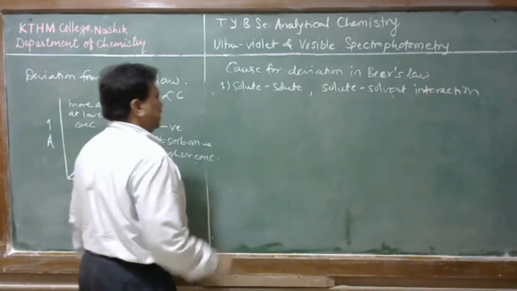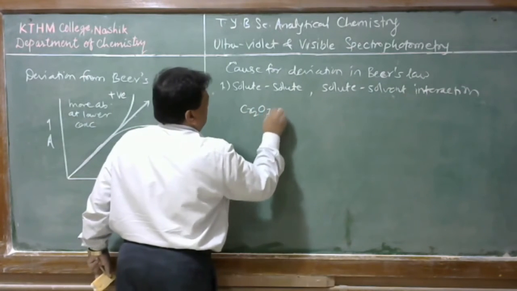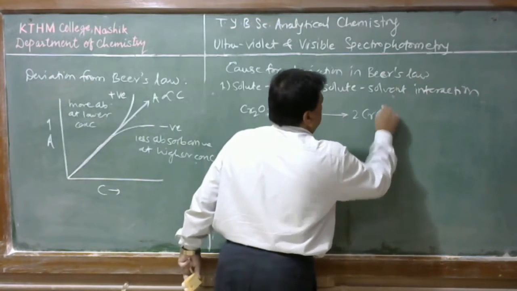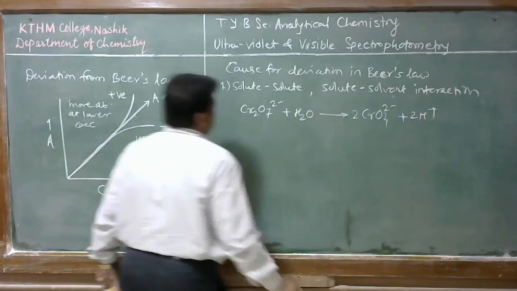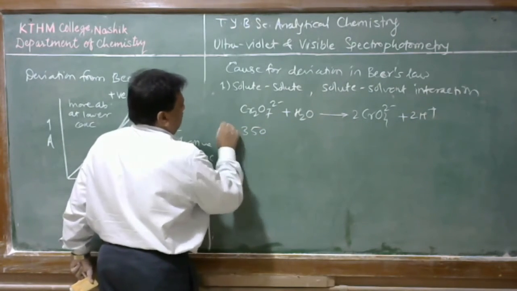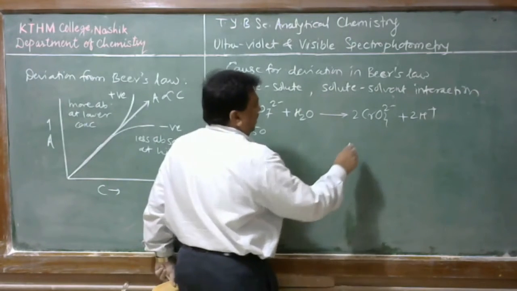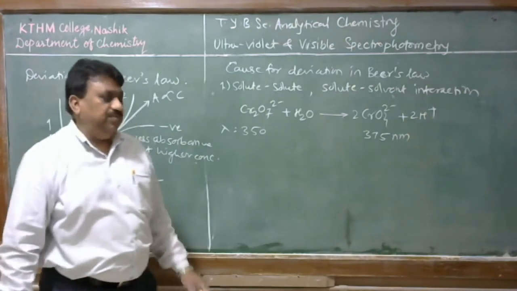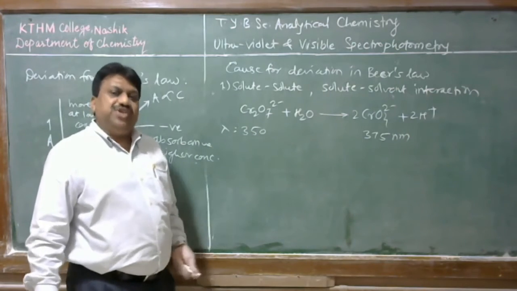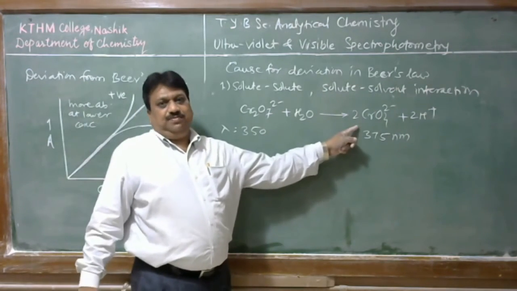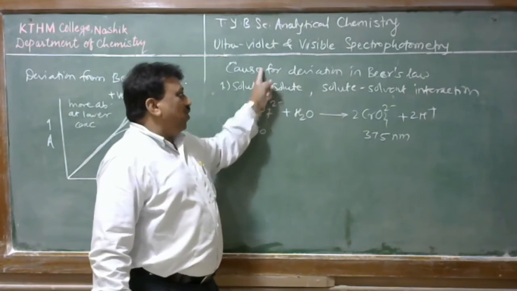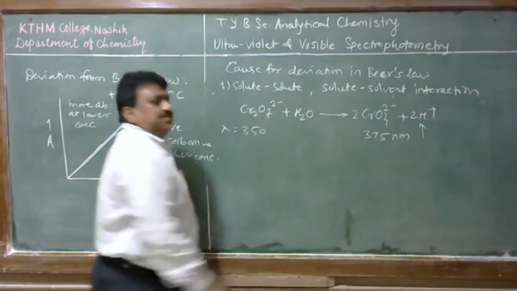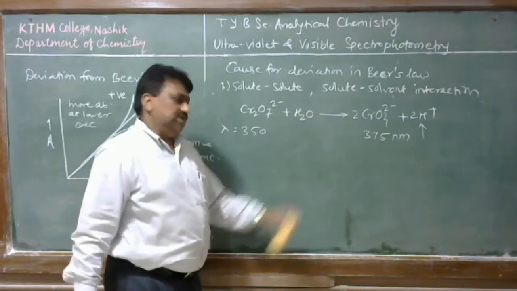then deviation occurs. For example, a dichromate solution, when it is diluted with water, gets converted to 2 chromate ions plus 2H+ ions. Here, if we are measuring dichromate solution, the wavelength selected is 350 nanometers, but the chromate ion shows absorbance at 375 nanometers. Therefore, the wavelength of absorption changes when we dilute the solution. Such a type of deviation does not occur if we use an acidic medium, because in acidic medium this hydrolysis reaction is not possible.